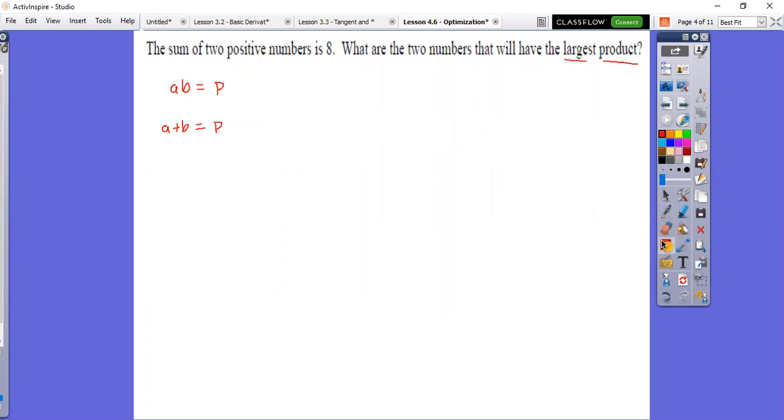And P in this case, or sorry, not P. A plus B is equal to 8. Sorry, P stands for product in this case. So A plus B is equal to 8. So again, this is what I want to optimize. This is my limiting factor.